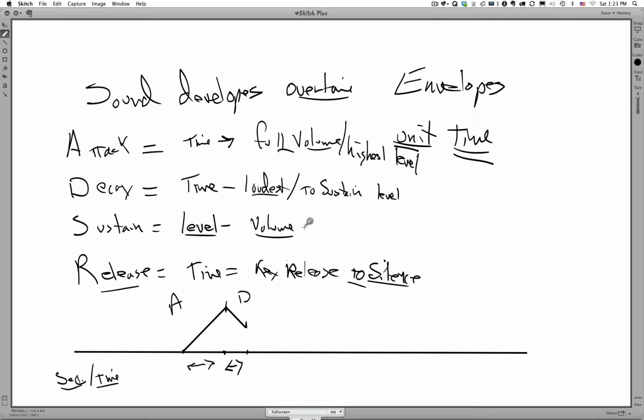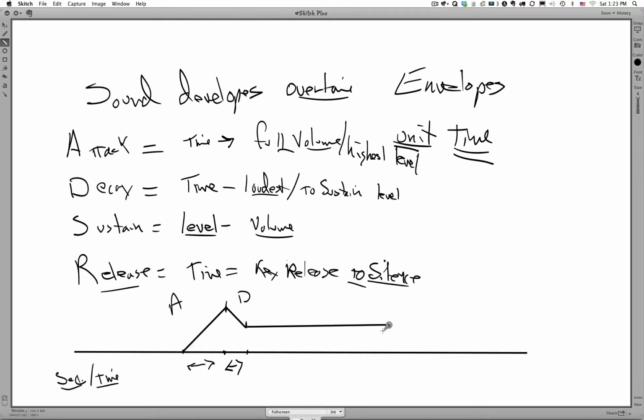Now remember I said the sustain is an actual level. It's not an amount of time. The reason for that is the time is determined by how long we hold the key down. So if we hold the key down for a short period of time, our sustain is going to be a short period of time, but the level is going to remain constant based on how we have it set. Sustain is a function of level, not a function of time. The time is relative, based on how long we hold the key down.